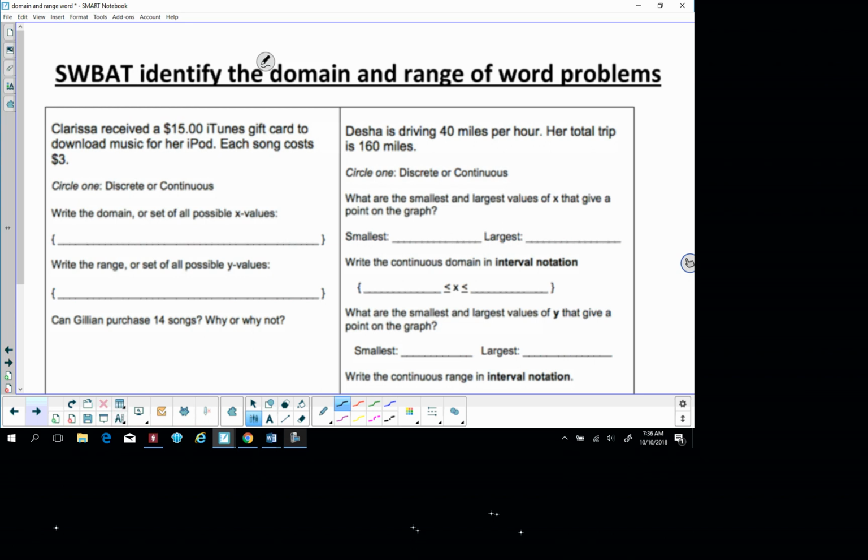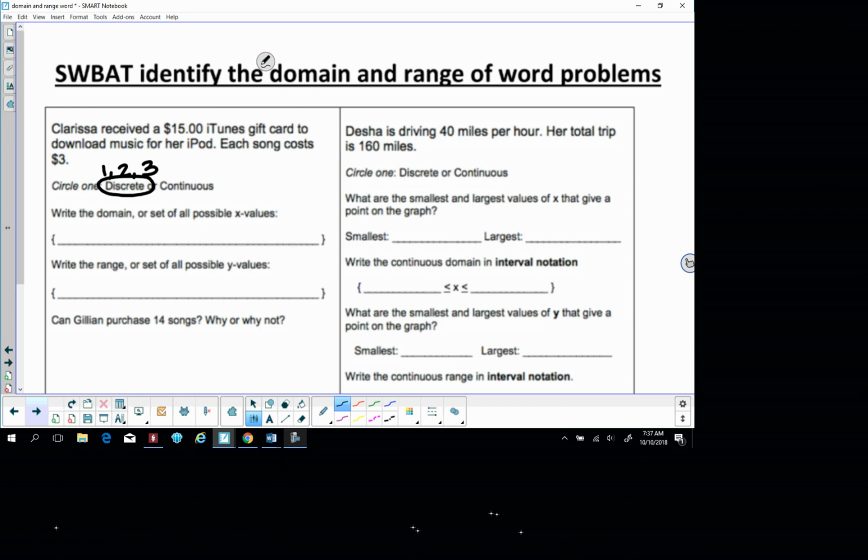So this top sheet says, Clarissa received a $15 iTunes gift card to download music from her iPod. Each song costs $3. The first thing you want to look at is discrete or continuous. Continuous would mean I can have a fraction of a song, so it can include all rational numbers. Can I download a fraction of a song? Can I download 1 song, 2 songs, 3 songs? That's what discrete means. So in this situation, it would be discrete. Discrete means whole numbers.